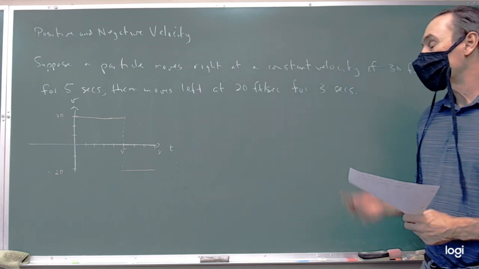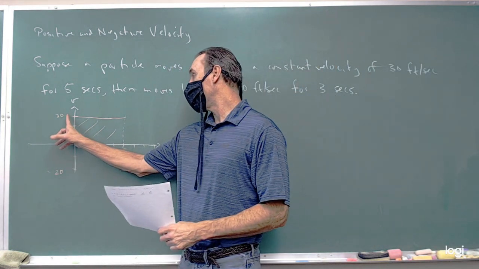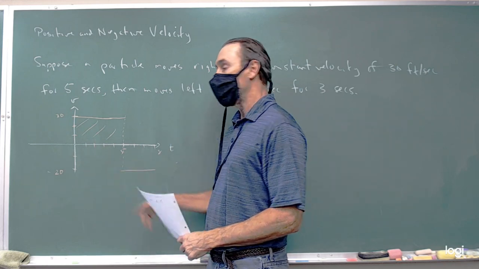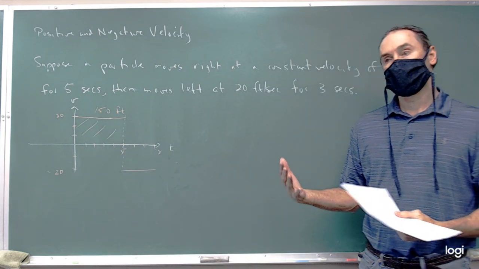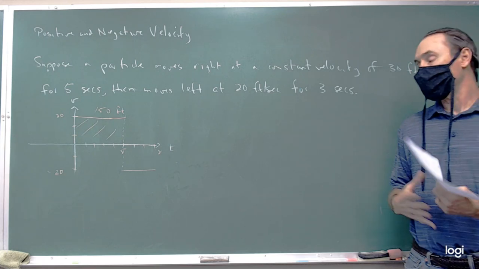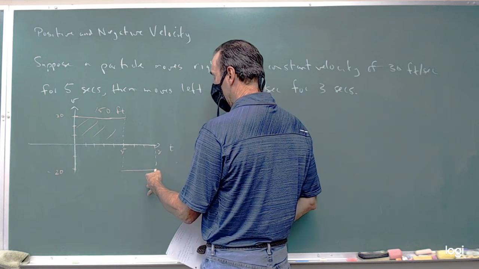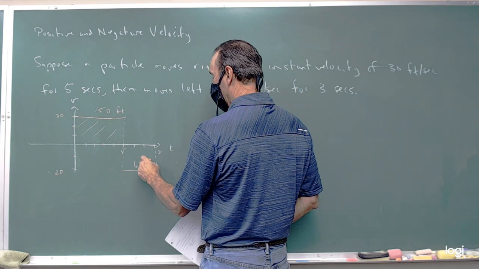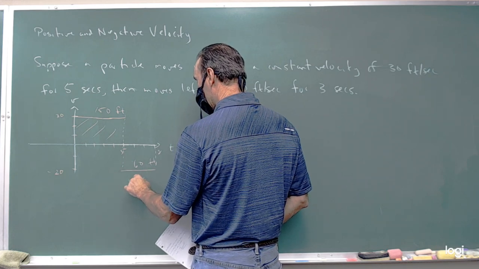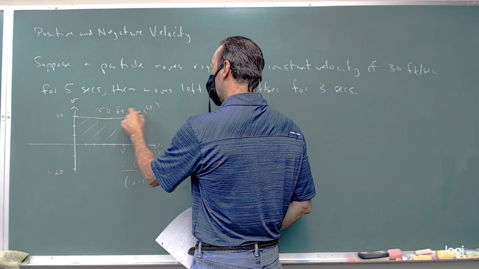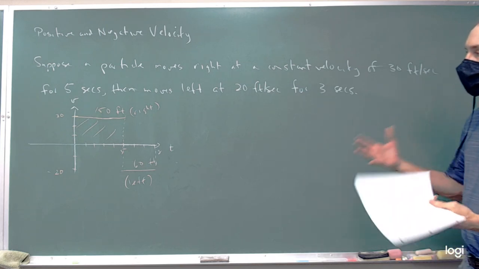So what we can see then is this area that's above the x-axis, we can think of as being that positive 30 times 5, which is going to be 150 feet. So that represents the distance that that particle traveled to the right in that 5 seconds. The part that's below the x-axis, that negative 20 times 3, the area is 60, but we can think of that as being 60 feet to the left. So there's a direction that's associated with these depending on if it's a positive or a negative. Does that make sense?